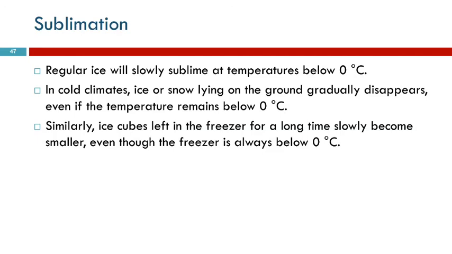So have you ever found something in the back of the freezer, maybe an old ice cube tray or something, and the ice cubes are small? How did the ice cubes shrink? How does that happen? It's sublimation. The ice in your freezer is slowly subliming. Now, if you're using your ice regularly, you don't notice it.